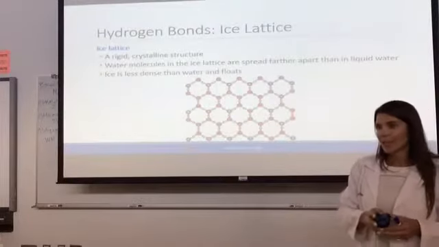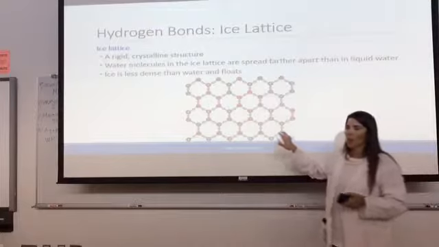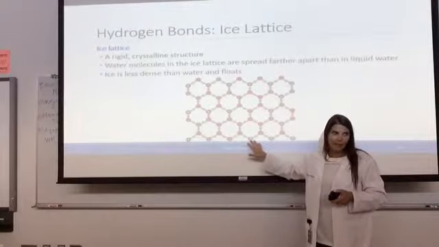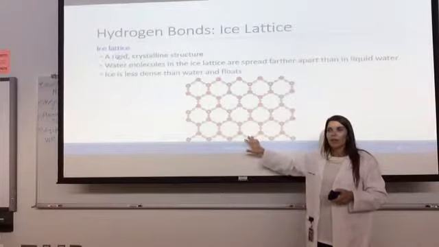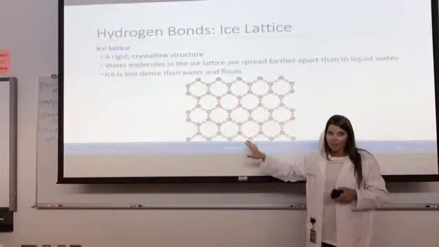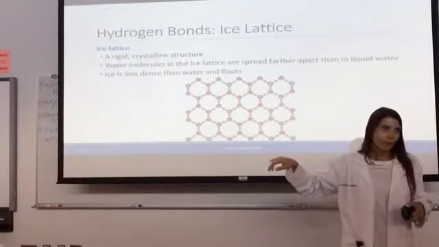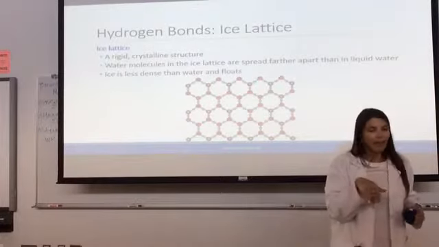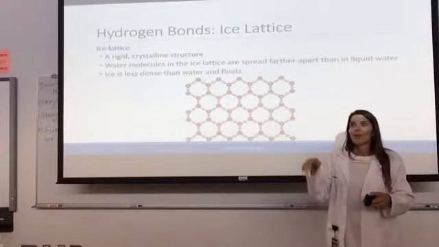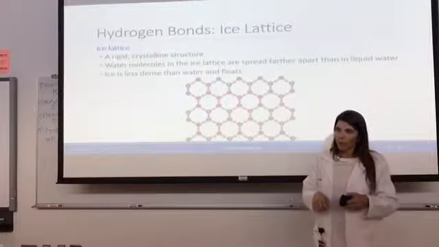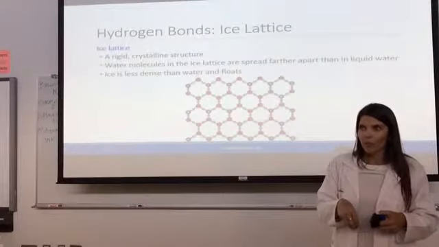As soon as it hits that temperature, it looks like this. This is what we call the ice lattice, the organization of water molecules in ice. This is what gives a snowflake its shape, and that's why they're all unique, because of this ice lattice that forms when water freezes or hits a freezing temperature.